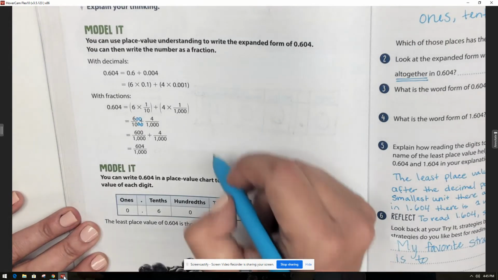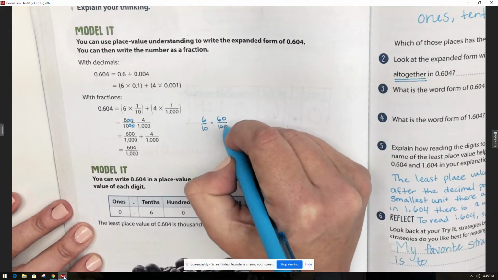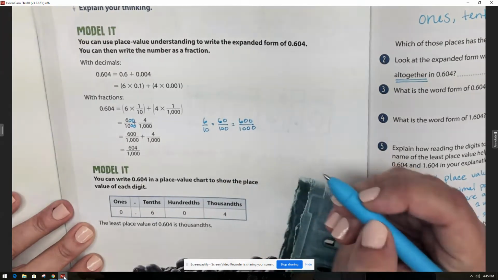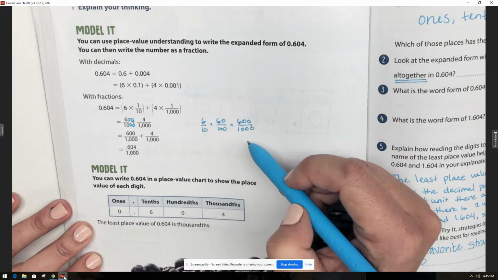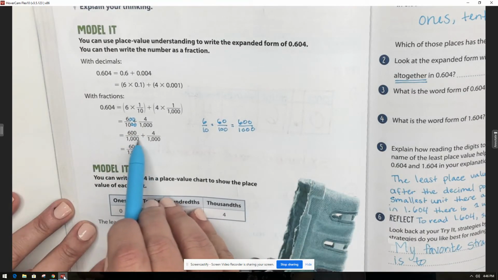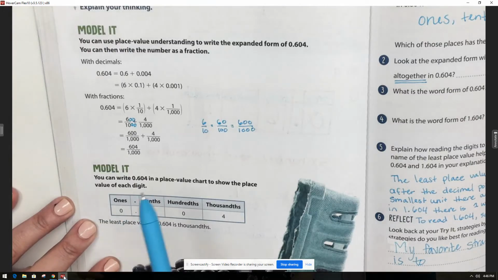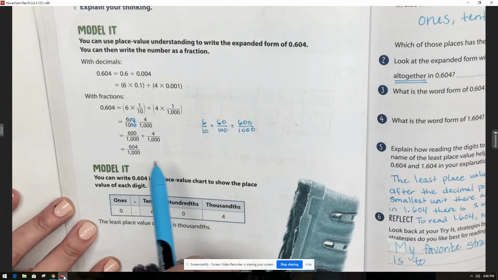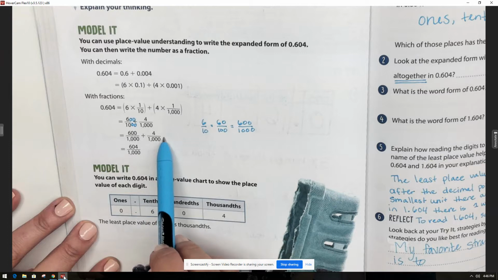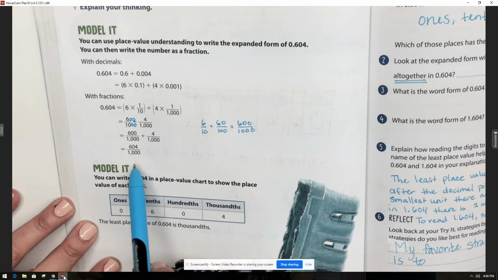So 6/10 is the same as 60 hundredths, which is the same as 600 thousandths. We're just adding a few zeros to make it equivalent so that we have common denominators so we can add them together. We'll get to common denominators later on in 5th grade, so don't worry if that doesn't make any sense to you today. So we have 600 thousandths plus 4 thousandths, which gives us the total of 604 thousandths.